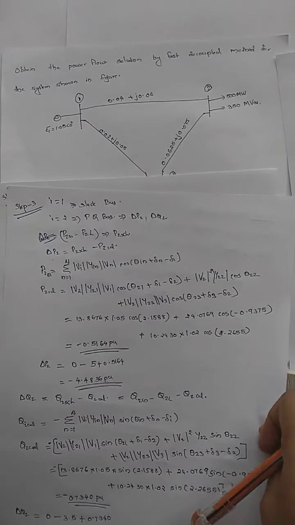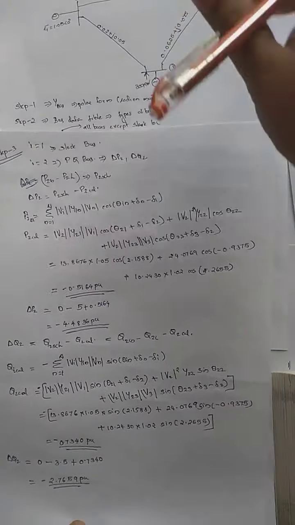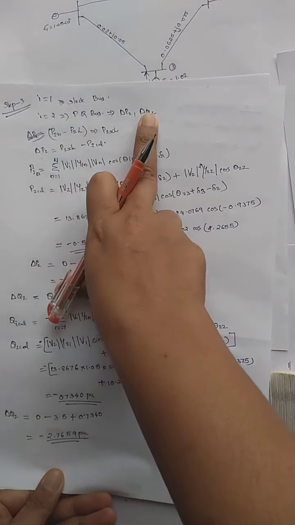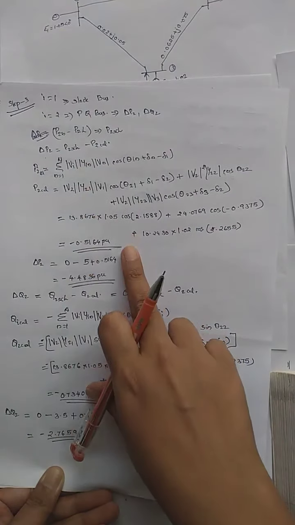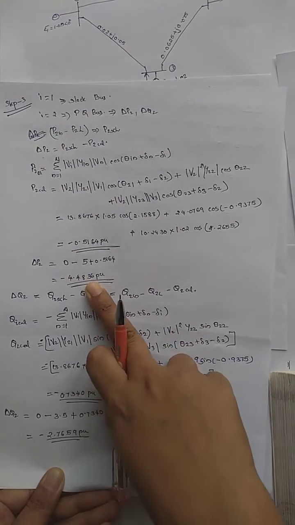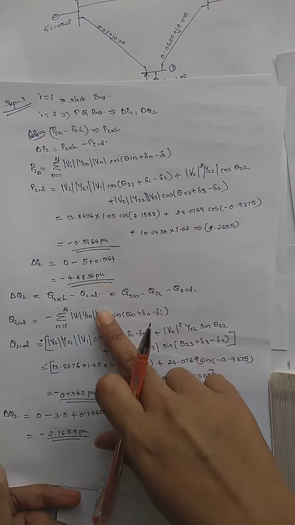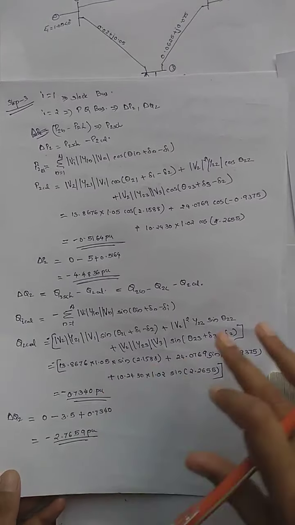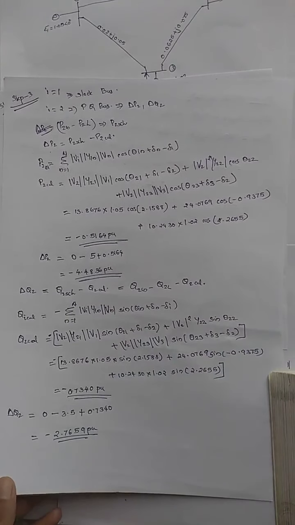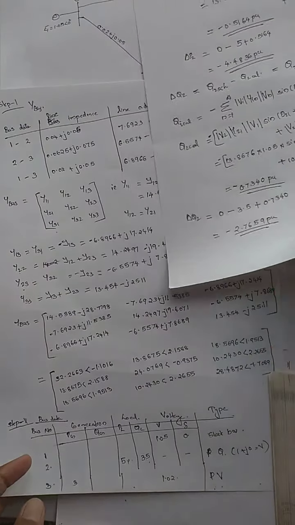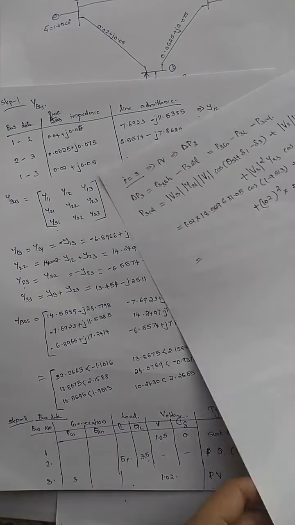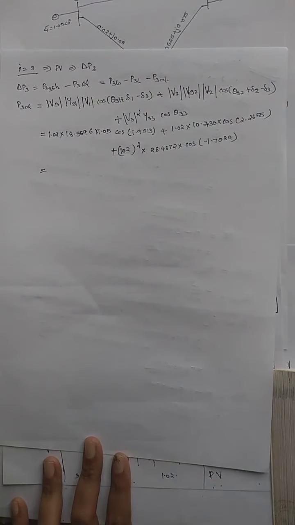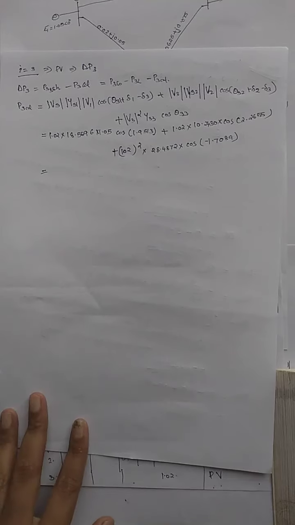In step 3, we are finding delta P and delta Q. The slack bus we don't have to find. For the PQ bus we have to find delta P and delta Q. So I substituted the calculated P2 value and got my delta P2 value. Then I calculated my Q2 and got my delta Q2 value. Next, with i equal to 3, we were calculating the delta P3 value.